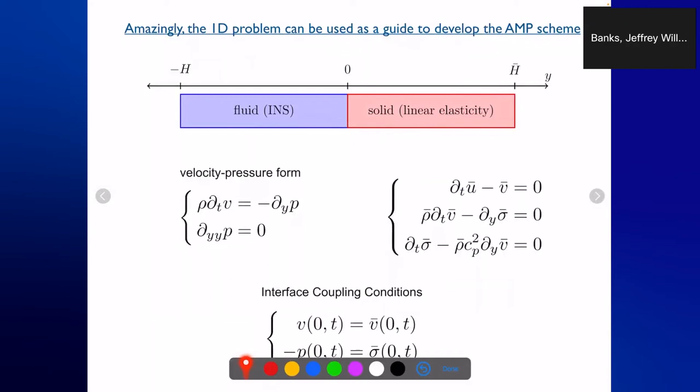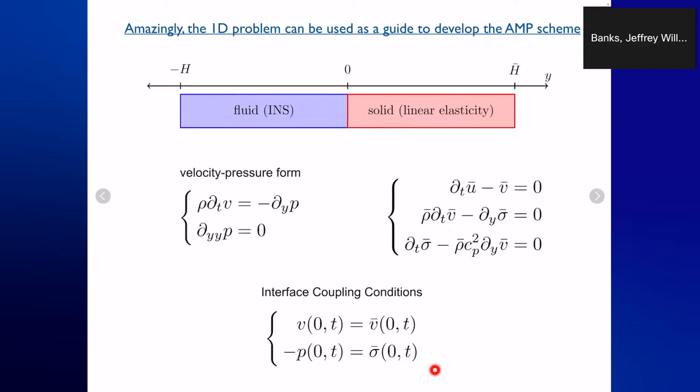Well, incompressible Navier-Stokes in 1D is phenomenally boring. It's sitting right here. Basically what this says is, if you've got the two derivatives of P is zero, well, this term here is pretty boring. But nevertheless, I'm going to pretend I can't solve these equations. I'm going to try to write an algorithm that will do this instead. And so I still have this nice characteristic structure with the solid. And again, I have the interface coupling conditions, no jump in V or the normal stress.